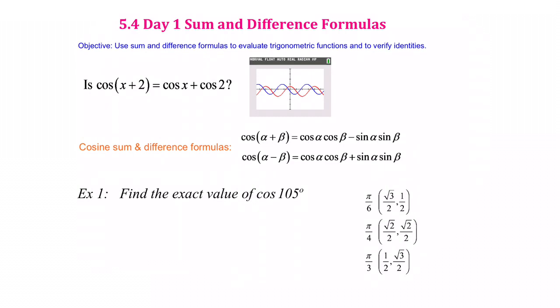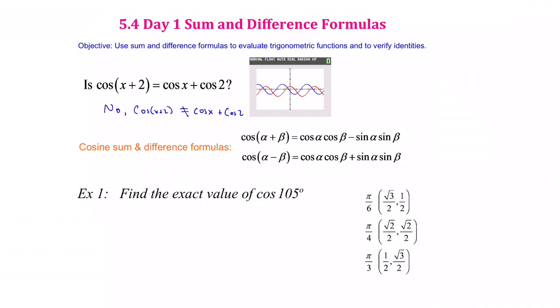First question: is cosine of the quantity x plus 2 equivalent to cosine of x plus cosine of 2? So basically, can you distribute a trig function? To show you this, I've graphed each function on the graphing calculator, and you can see the differences between the two sides of the equation. So therefore, no, these are not equivalent trig equations.